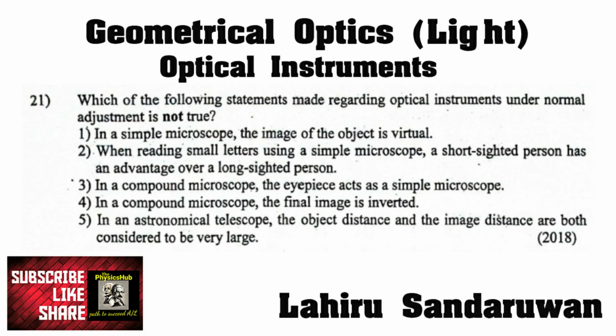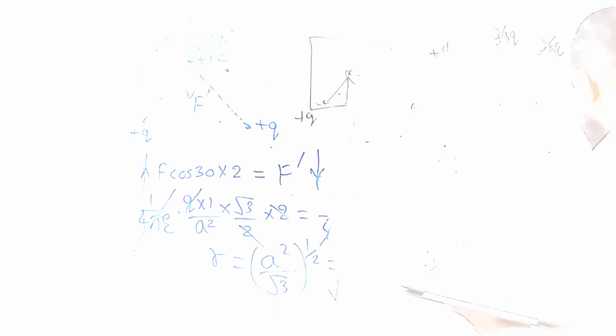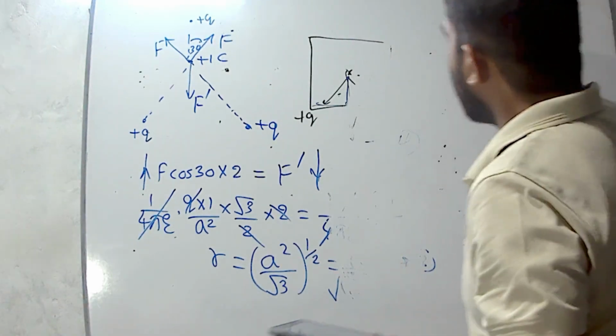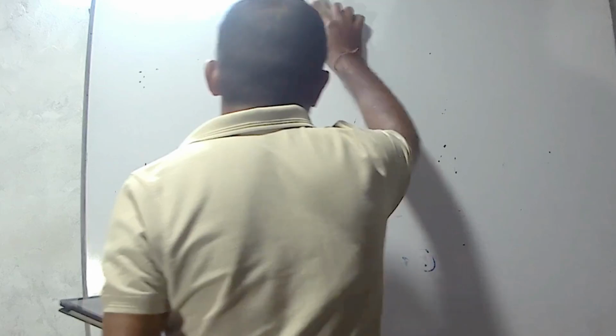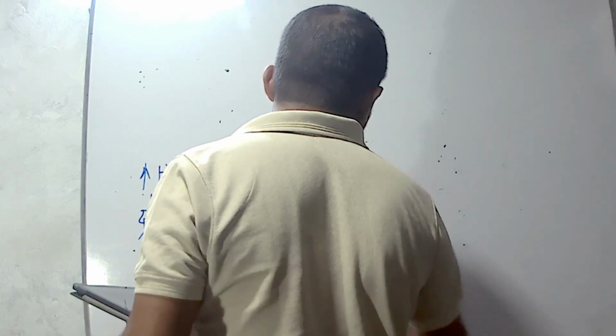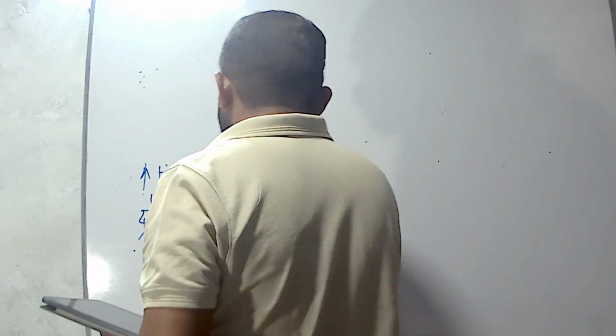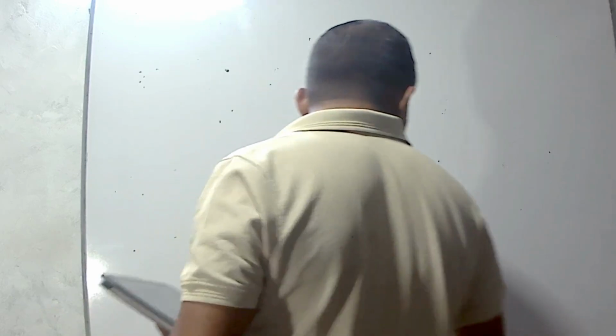Which of the following statements made regarding optical instruments under normal adjustment is not true? First statement, in a simple microscope, the image of the object is virtual. We know that we can't get the image of a simple microscope, it means hand lens, onto a screen. Therefore, it is a virtual image. It is correct.